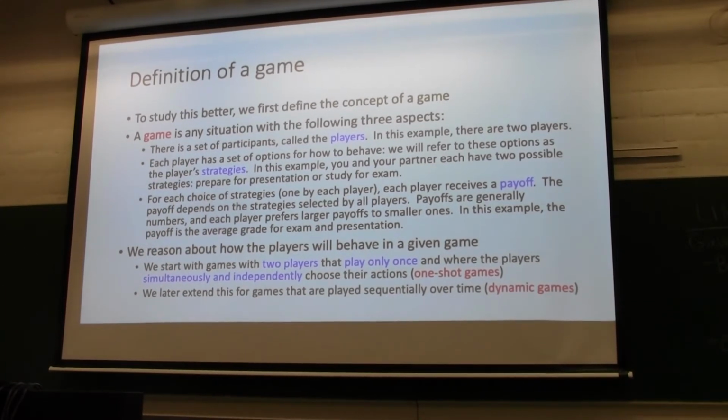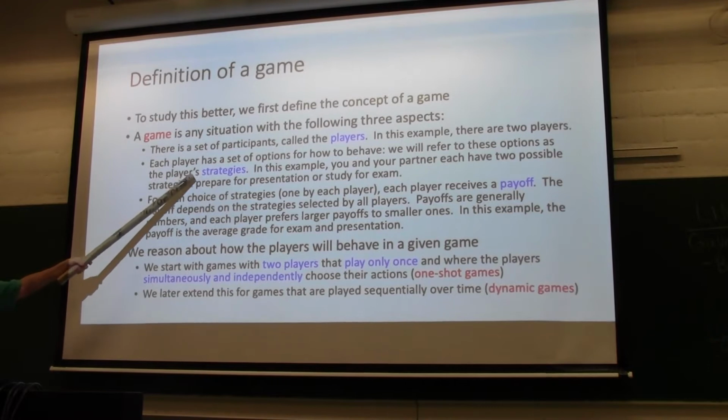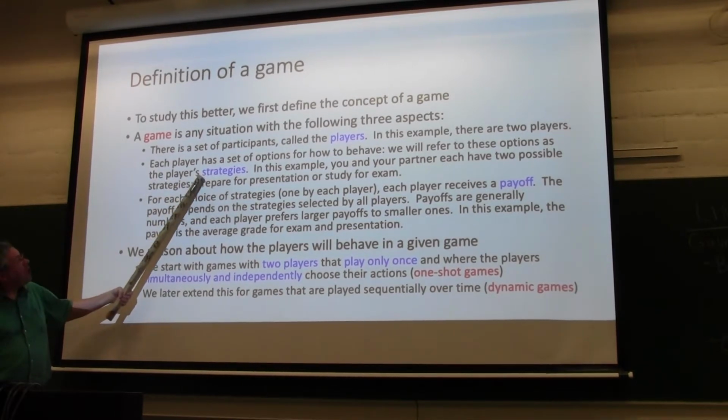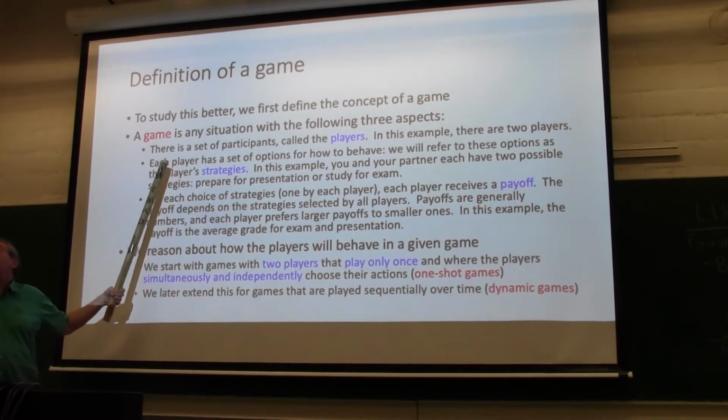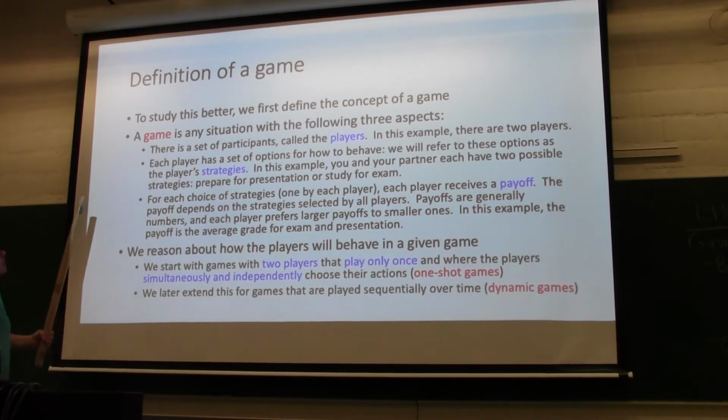Rock, paper, scissors. The choice can be rock, paper, or scissors. So there's three choices, okay? That's an example of a game, rock, paper, scissors. And the choices are called strategies. We're not going to call them moves, though you could call them moves if you want.